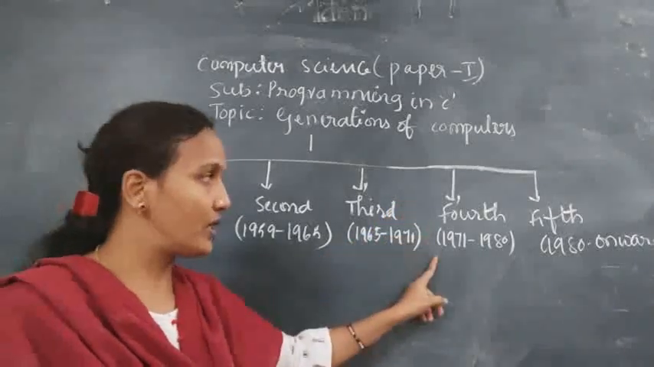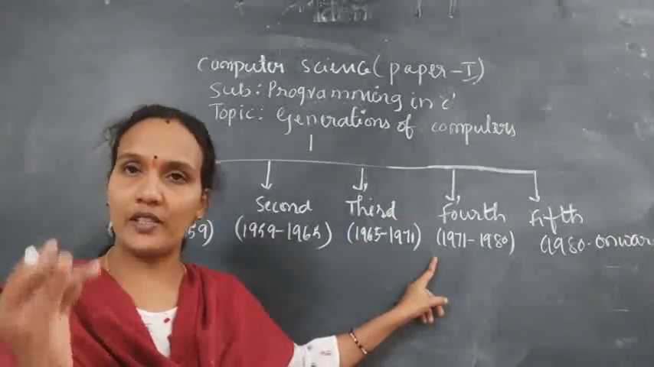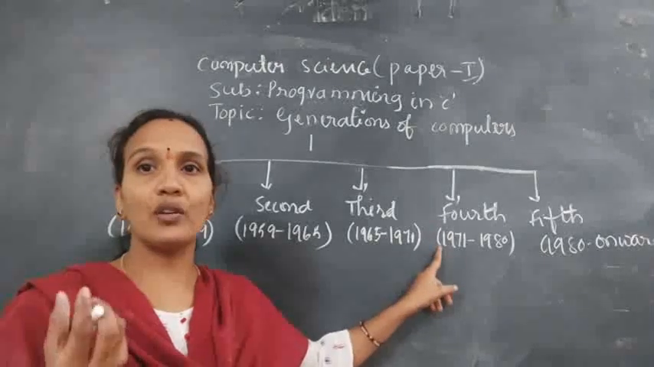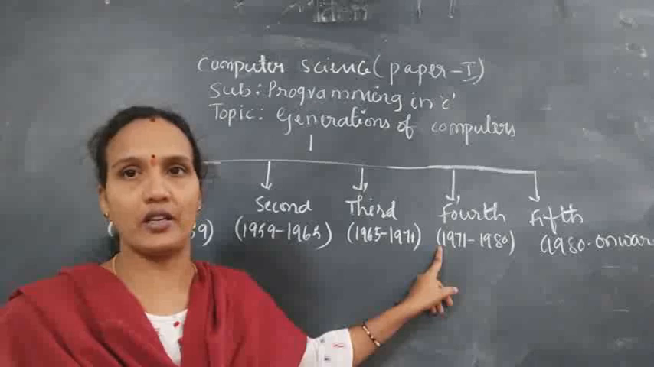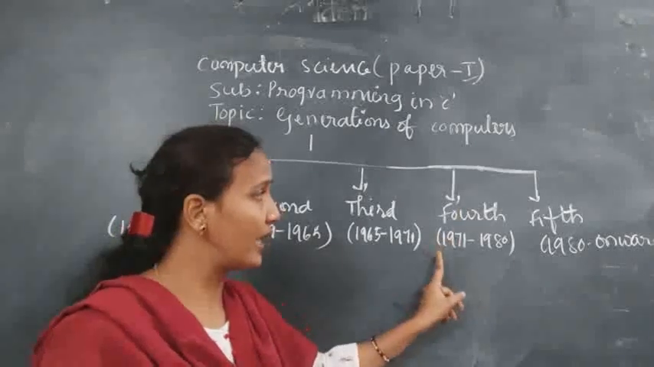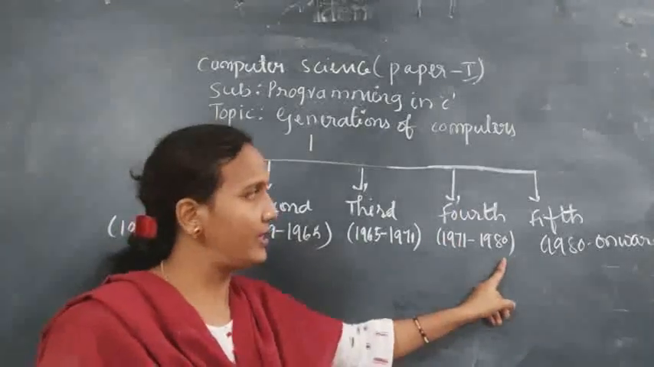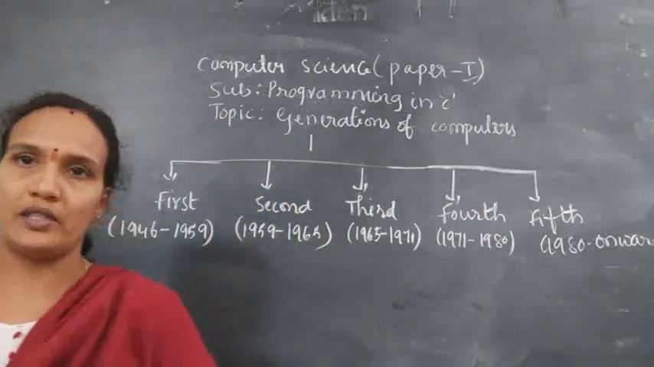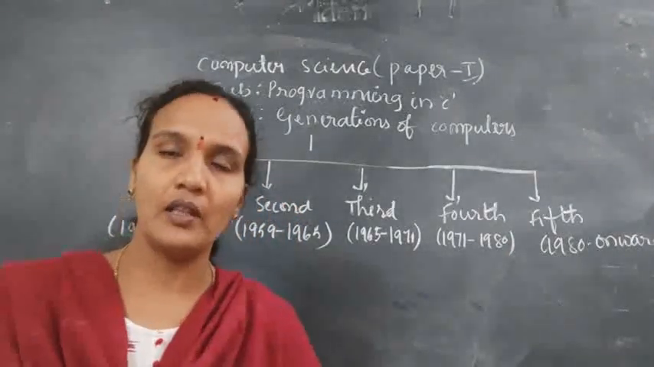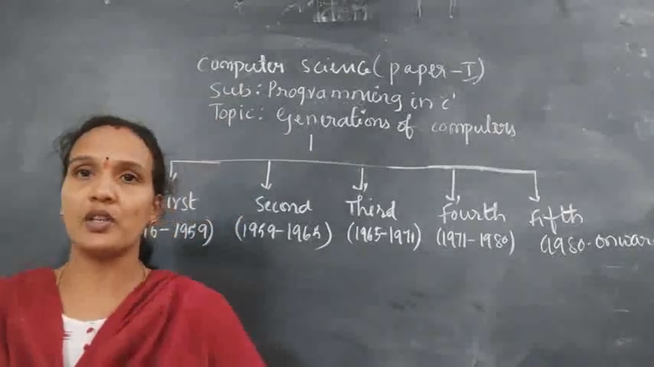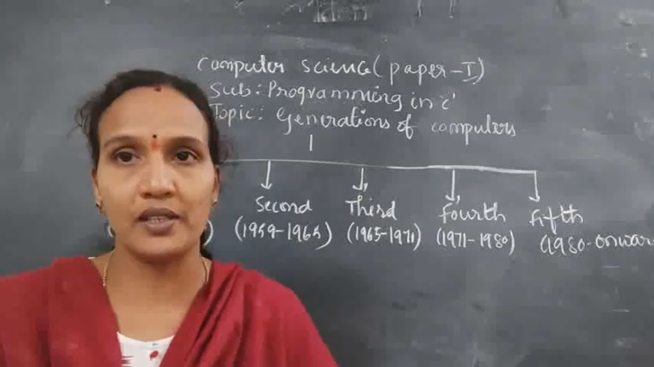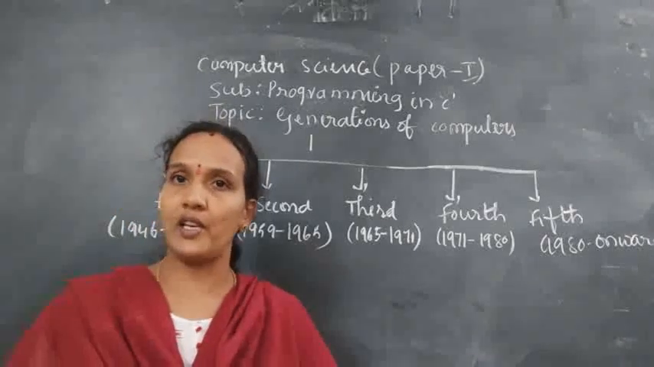And the fourth generation, in the exam you need to write: first the period of the generation, and next what technology was used in that generation. The fourth generation is 1971 to 1980. The fifth generation is 1980 onwards. Whatever systems you are using now come under the fifth generation computers, which are based on artificial intelligence.